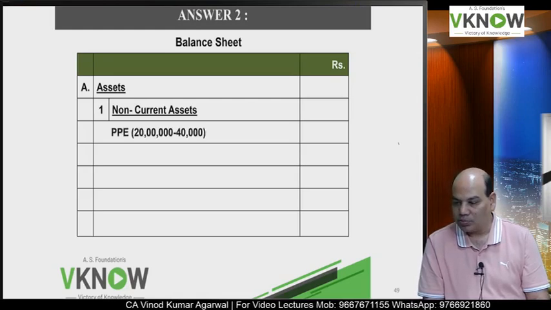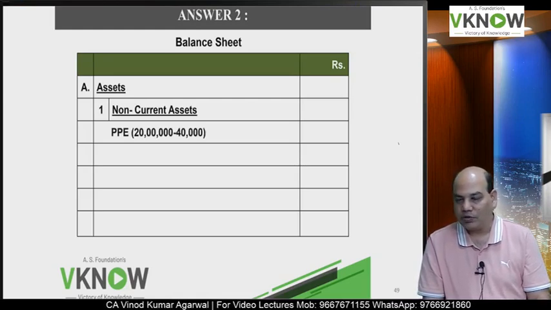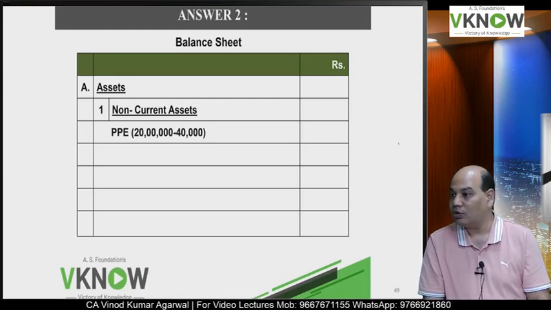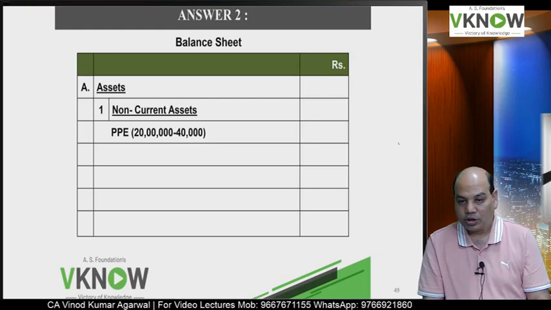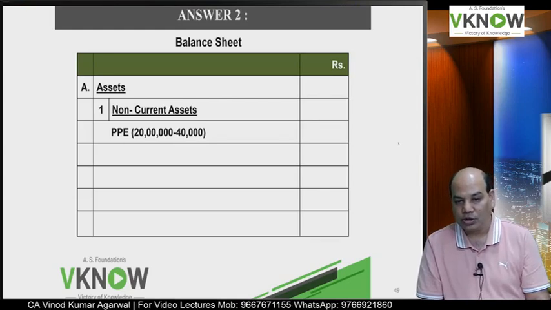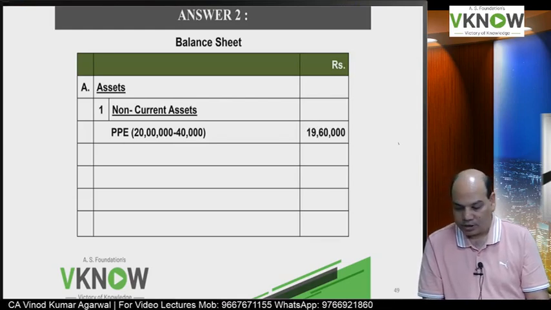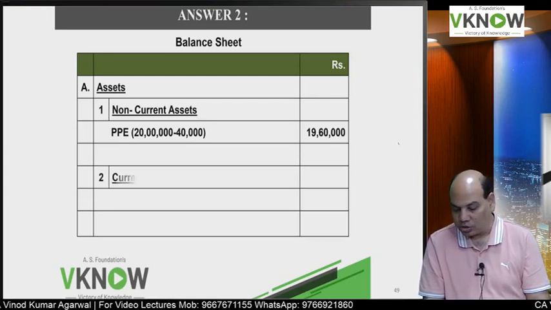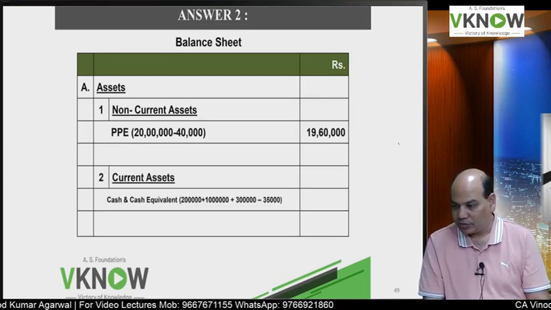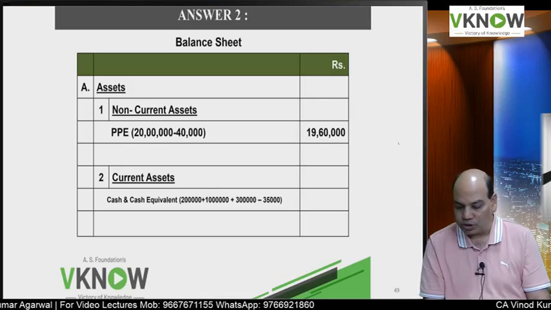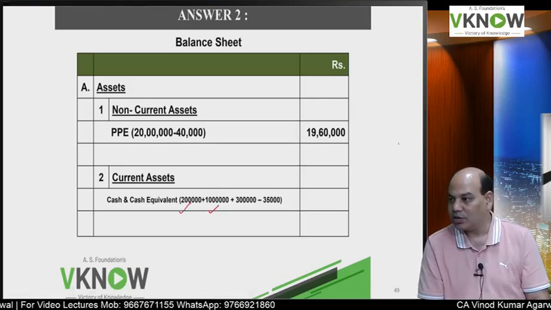Under that PPE, nothing is given except that it was revalued downward by 40,000. Depreciation is not given. Ignore. 20 lakh minus 40,000. Yes, students, come on. 19 lakh 60,000. Very good. Current asset. Cash and cash equivalent. What is opening balance? 2 lakh.